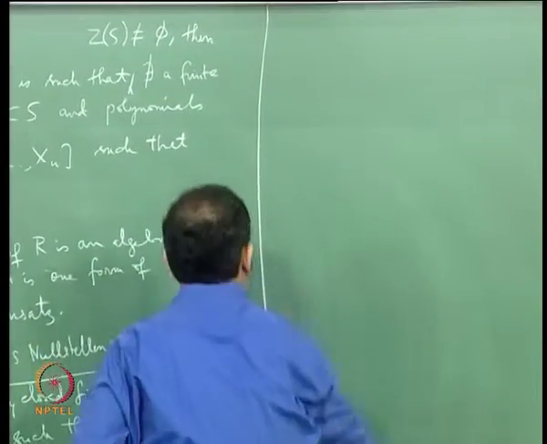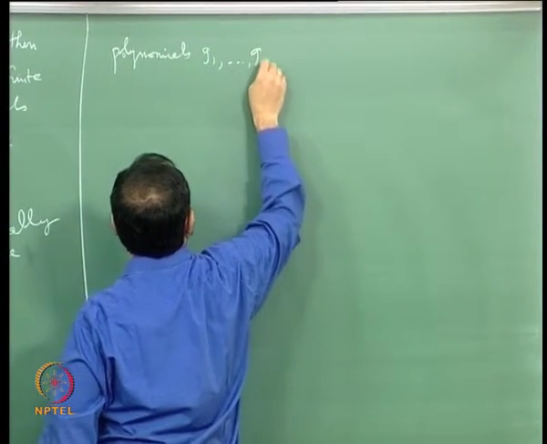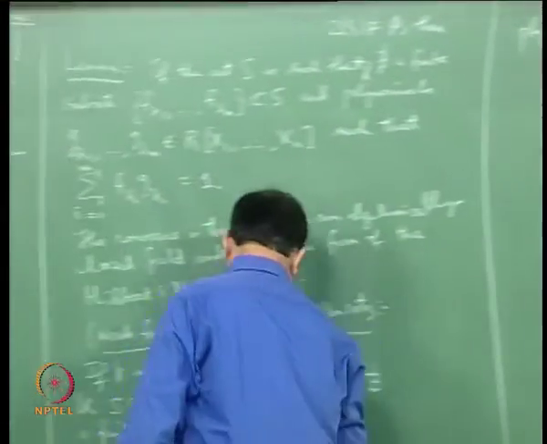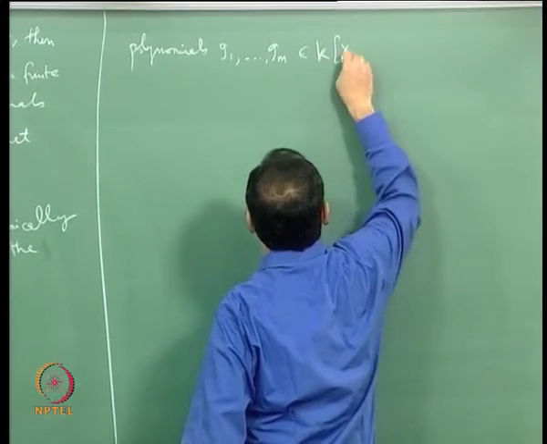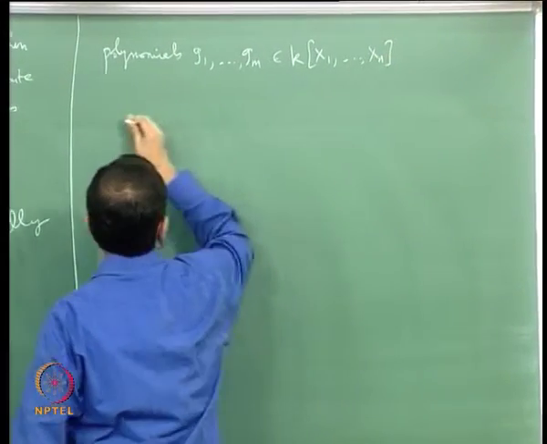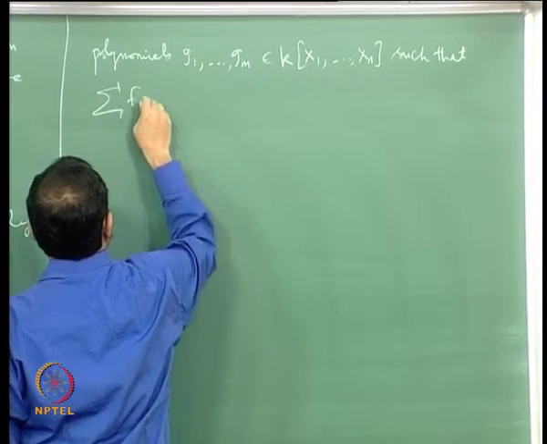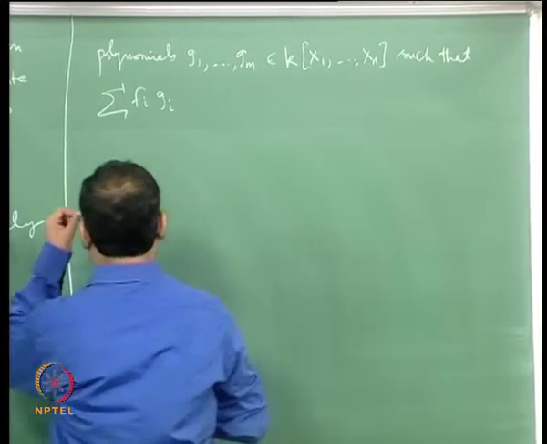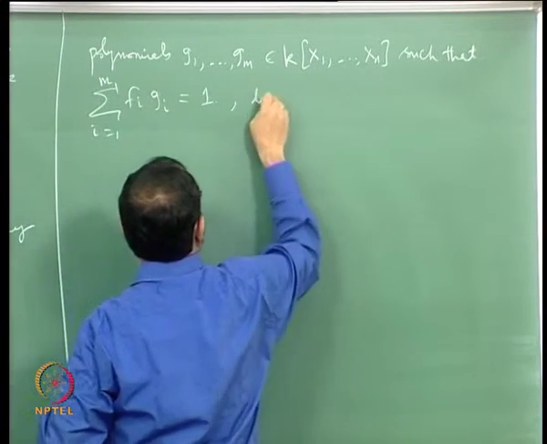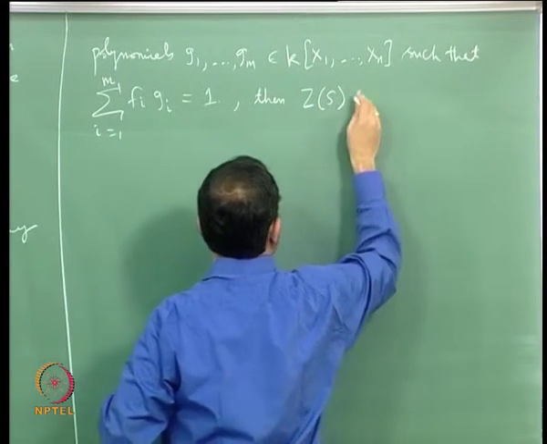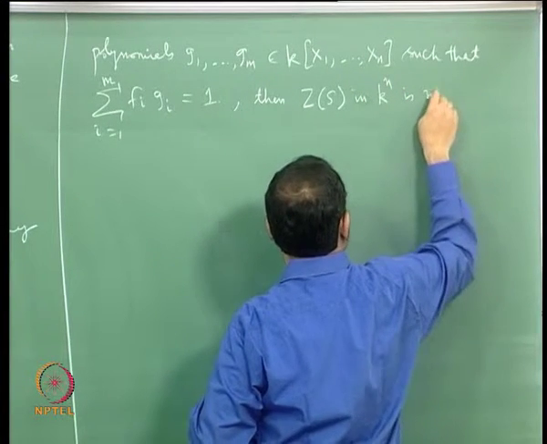So let me continue here. g1 etc. gm, so this is m, again in the same ring, such that sigma fi gi, i equal to 1 to m, is equal to 1, then the 0 set defined by S in K^n is non-empty.